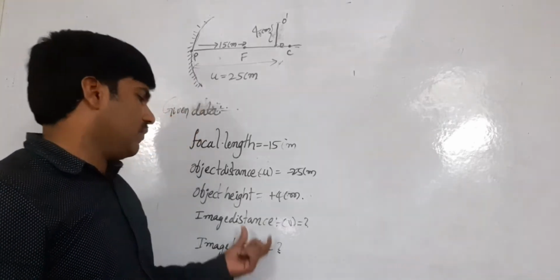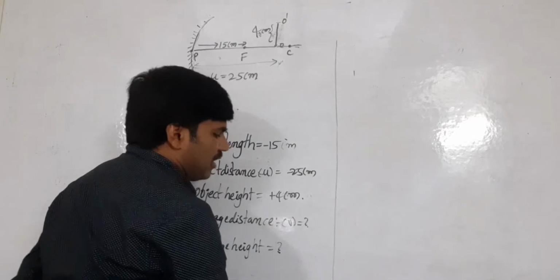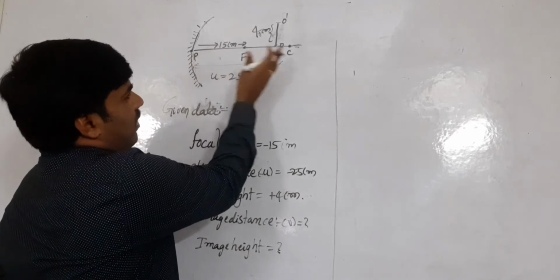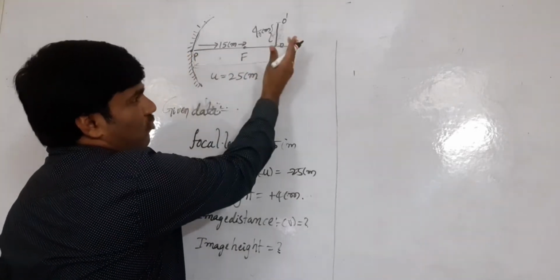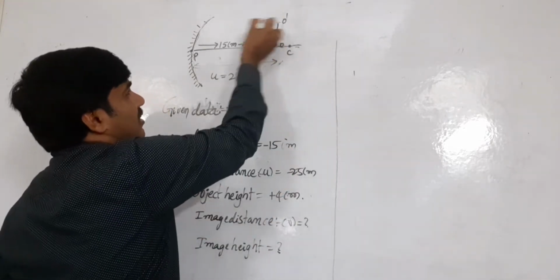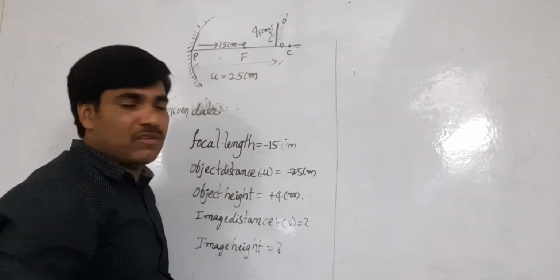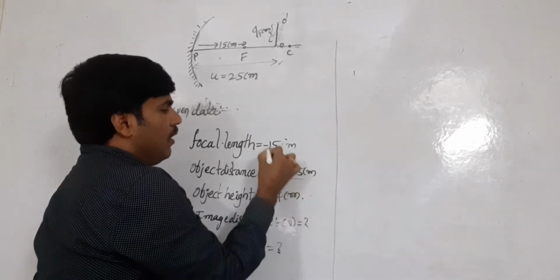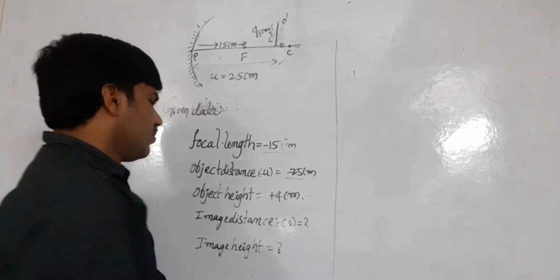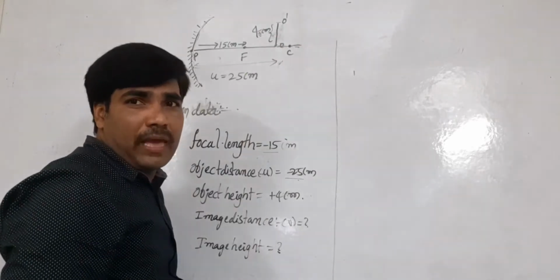First we consider the image distance. One more thing: the sign convention also plays a very important role here. The focal length and the object distance are taken opposite to the direction of incident rays. The incident rays are moving like this, but we take distances opposite to that direction. That's why both are negative: minus 15 centimeters and minus 25 centimeters. The object height is positive because it is upward from the axis.